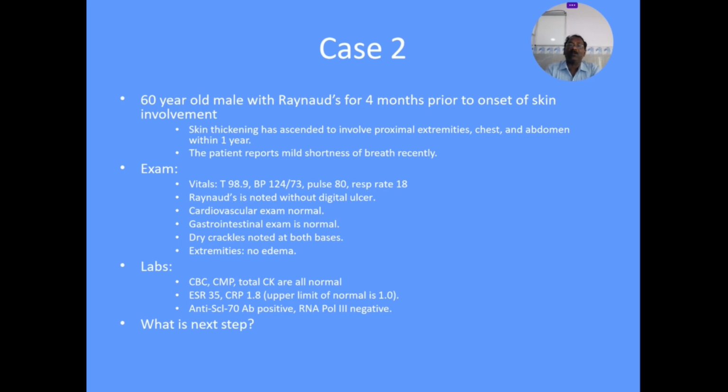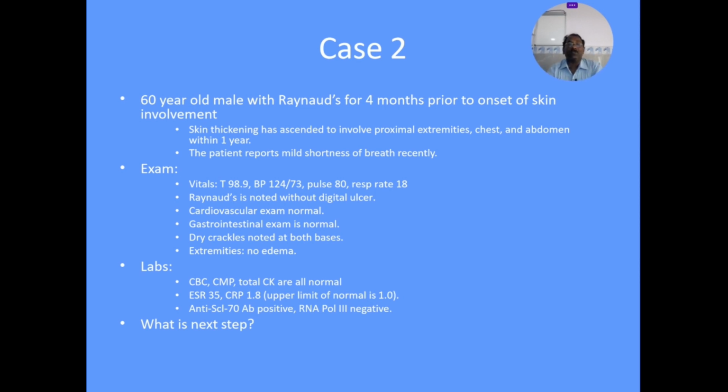Skin thickening has ascended to involve the proximal extremities, chest, abdomen within 1 year. Is it localized or diffuse? Supriya, now you are dealing with a case of diffuse scleroderma. See the history. The patient reports mild shortness of breath recently, exertional dyspnea, non-productive cough. So more in favor of pulmonary involvement also. What pulmonary involvement can you expect in systemic sclerosis? Maybe interstitial lung disease, maybe severe pulmonary fibrosis, maybe pulmonary arterial hypertension.